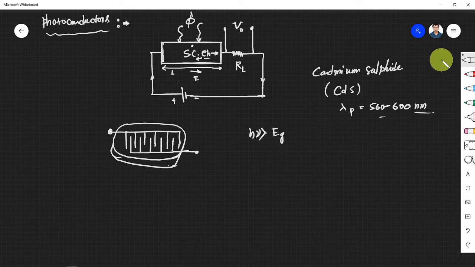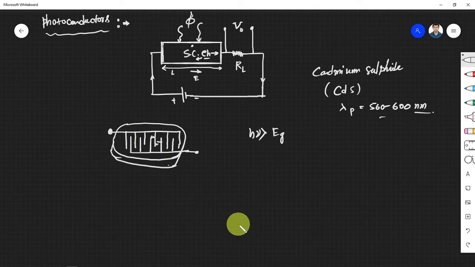So it will improve in two ways. One is the electric field will be high, right, because the electrode distance is now reduced enormously, and also the transit time is very small. The electron can quickly reach this electrode, or the hole can quickly reach that electrode. So we can improve the response time, and we can reduce the transit time drastically by going for the interdigitated electrode.